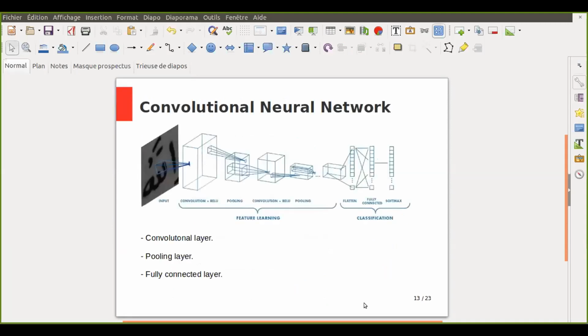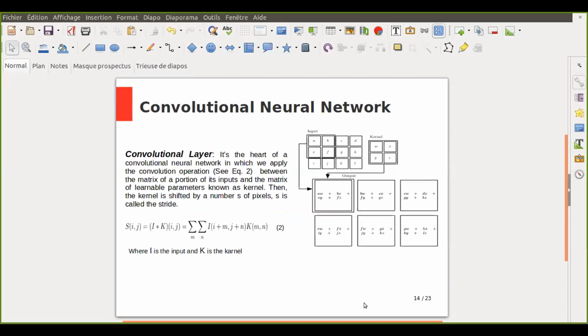In this slide, we will give you a short definition of convolutional neural network. A convolutional neural network is a specialized type of neural network, often used in computer vision tasks like image classification, face recognition, and object detection. This type of multi-layer perceptron is generally composed of 3 kinds of layers: a convolutional layer, a pooling layer, and a fully connected layer.